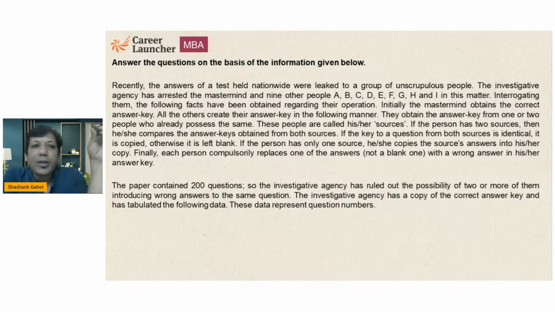Initially, the mastermind obtained the correct answer key. So the mastermind is a guy who got all the answers right. All the others create their answer key in the following manner. So the mastermind must have given his answer key to some people, and they are creating the answer key. They obtain the answer key from 1 or 2 people who possess the same. So the mastermind is sending the answer key to either 1 person or 2 or 3 or 4 people.